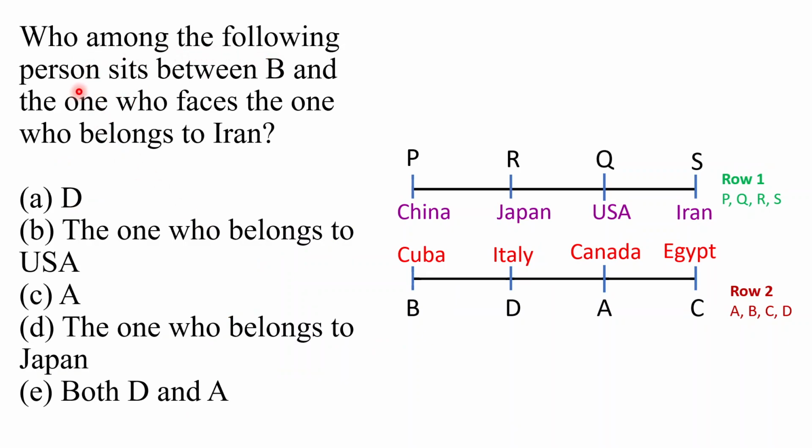Who among the following persons sit between B and the one who faces the one who belongs to Iran? Okay, so we have to find out the number of people between B and the person who faces Iran. So C is the person who faces Iran. So we have to find out the number of people between B and C. You can see that there are only 2 people between B and C, and they are D and A. So our answer will be option number E, both D and A. Let's check the answer. We got the correct answer again, students. Let's move on to the next question.